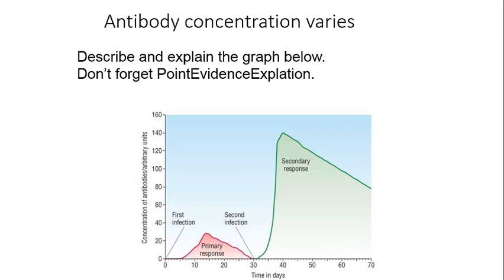So I would suggest in your notes then that you describe and explain the graph. So have a look at it. Don't forget that point, evidence, explanation that we've talked about before. So say what you see, back it up with some data, and then explain, why does it take 5 days to start to produce those antibodies in the primary response? Why does it take just 1 day?